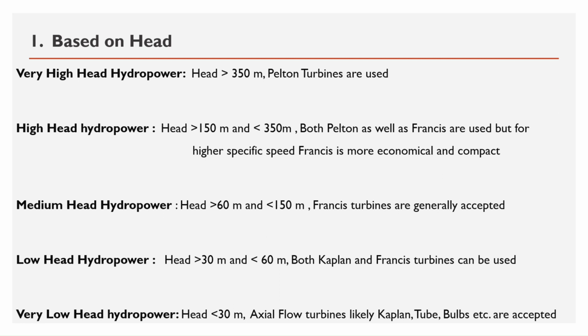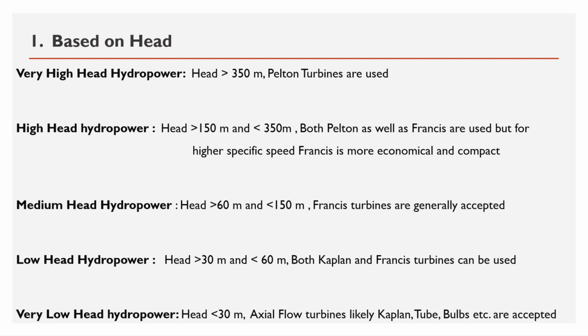Medium head hydropower, head greater than 60 meters and less than 150 meters: Francis turbines are generally accepted. Low head hydropower, head greater than 30 meters and less than 60 meters: both Kaplan and Francis turbines can be used.